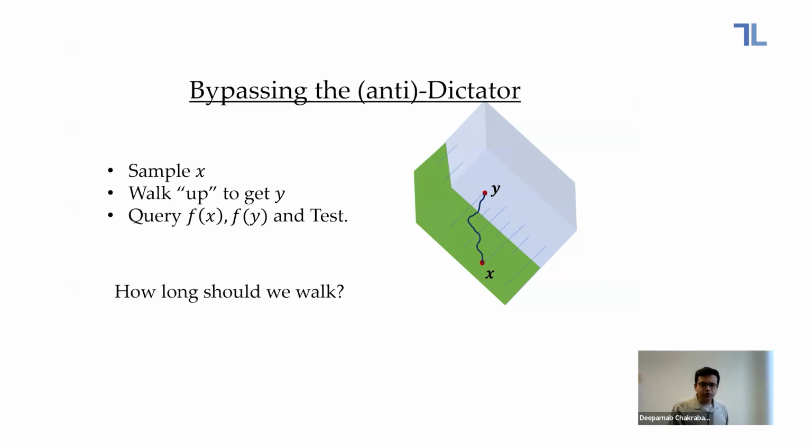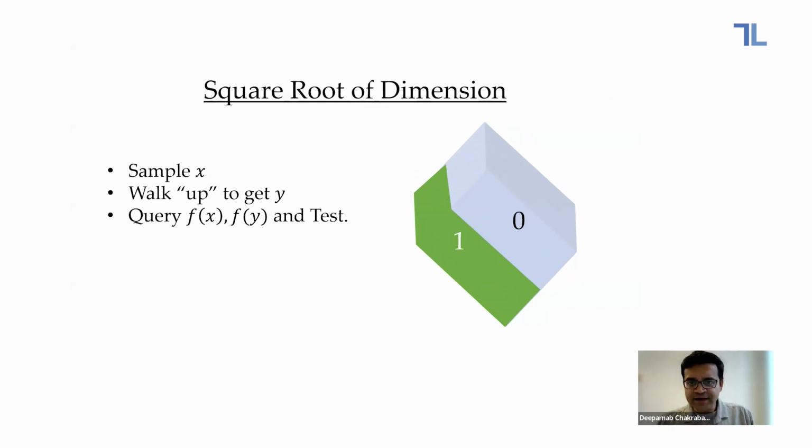So the question is, how long should we walk? Of course, if you look at this example, I should query the all zeros and the all ones points, and that is going to prove to me that it is not monotone. But in the hypercube, you cannot walk too much up. The number of steps is capped by the square root of the dimension, and that is in some sense the reason for hardness.